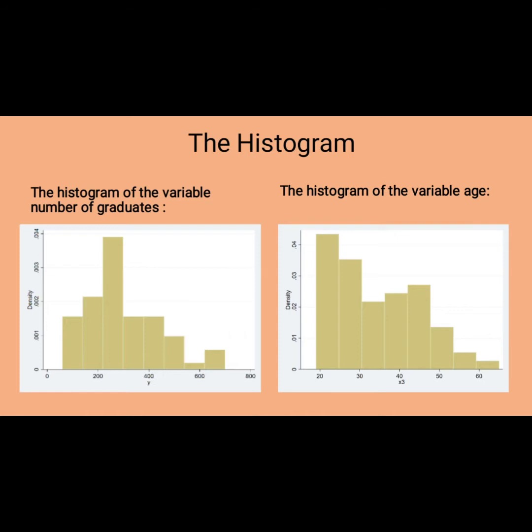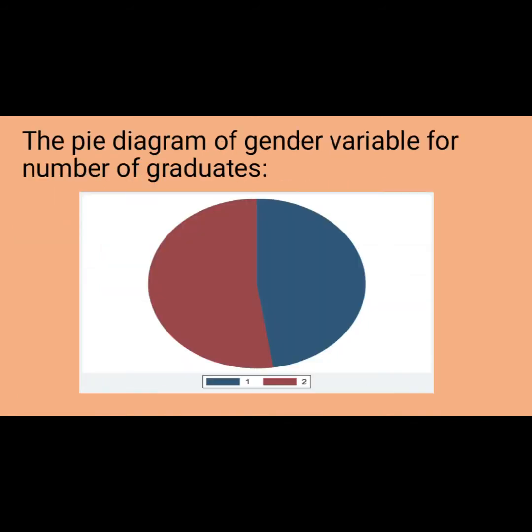Here Y is the number of graduates, with descriptive settings by software default. Second is the histogram of the variable age. The histogram of the variable age shows that it is a positively skewed distribution. Here X3 is the age variable, with descriptive settings by software default. The pie diagram of the gender variable for number of graduates shows the number of male and female who graduate. Here 1 is used for male and 2 for female.